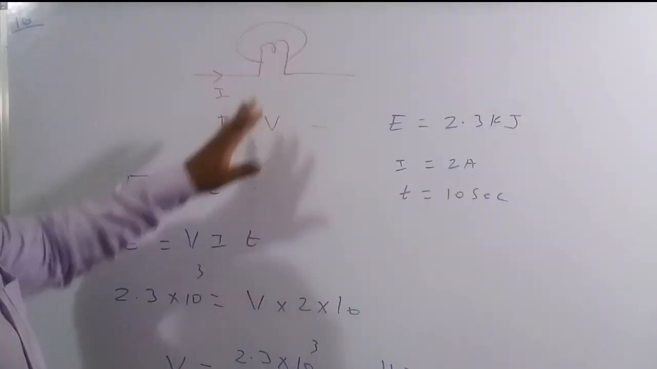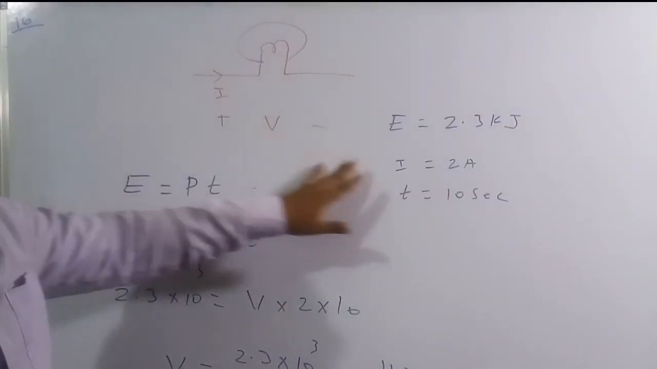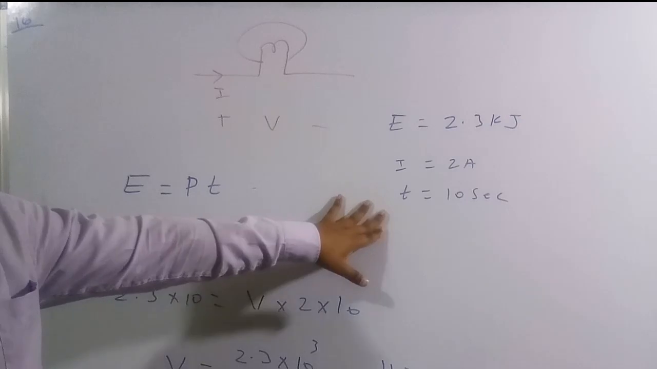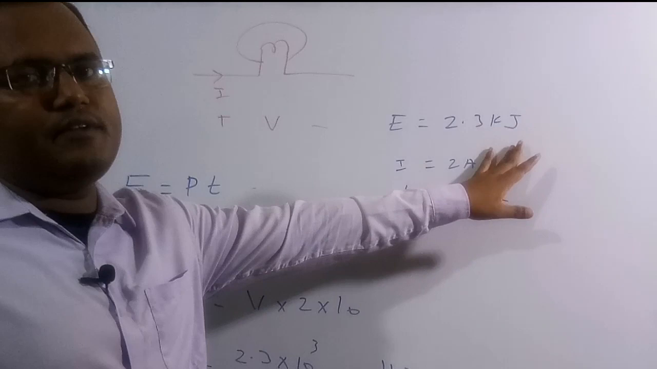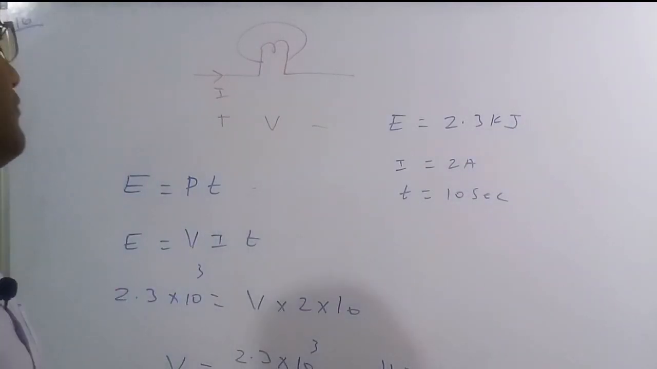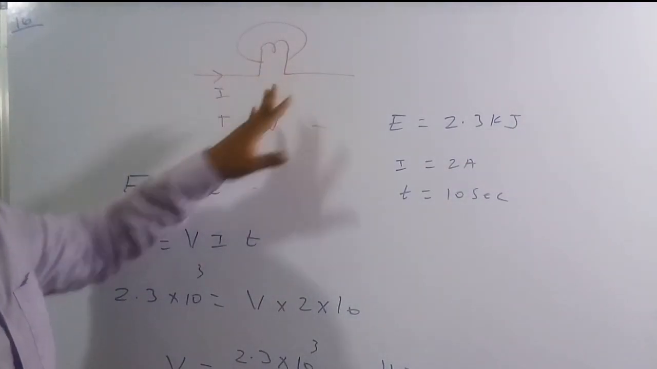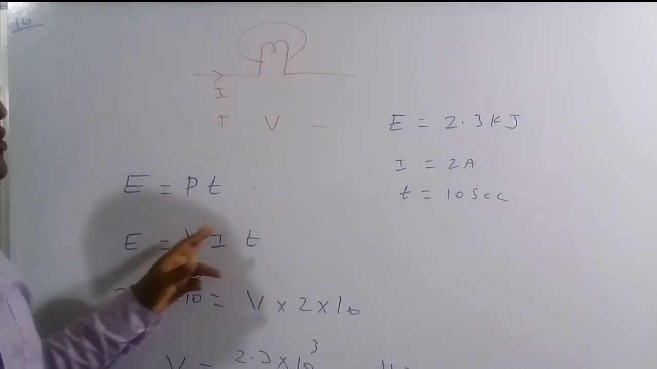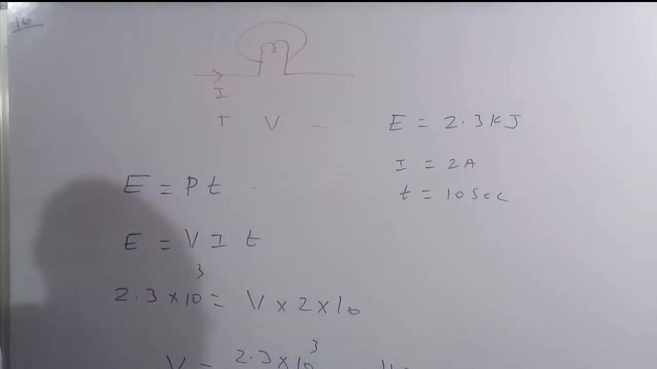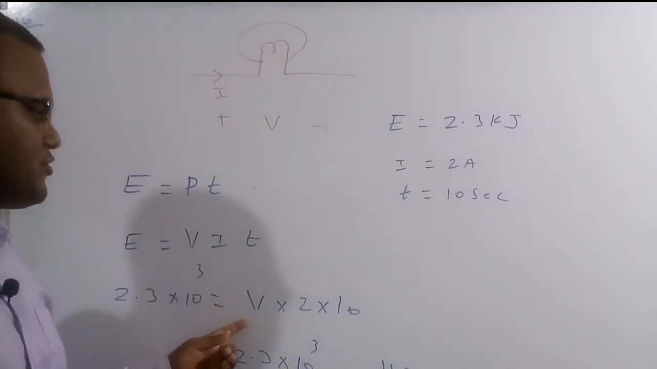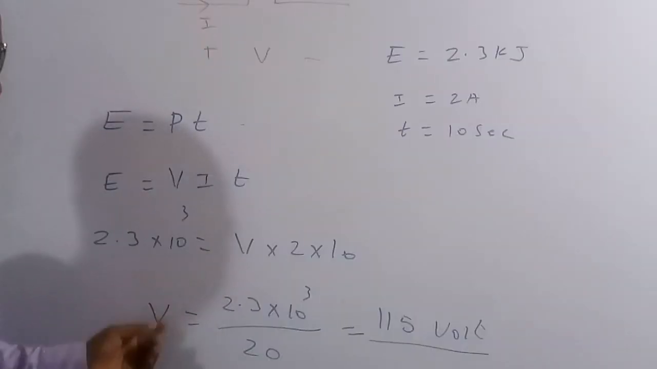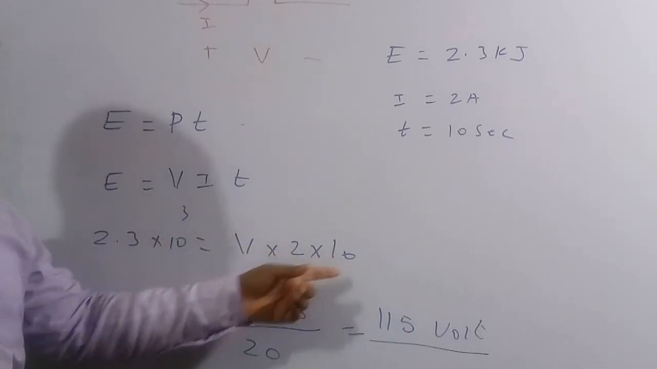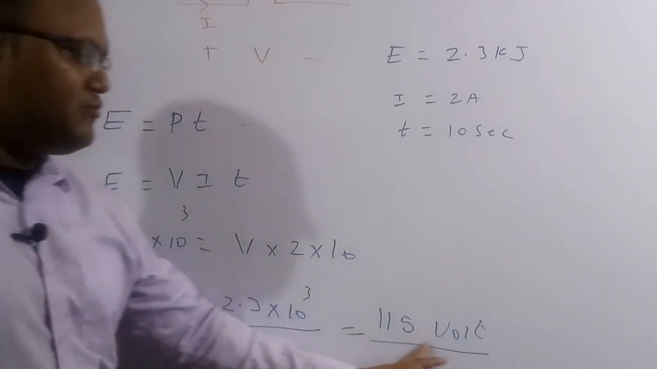So let's solve this numerical. There is a light bulb. The current in the bulb is 2 ampere for 10 seconds, and in this period of 10 seconds the energy delivered by this bulb is 2.3 kilojoules in terms of light and heat. Then we need to find the voltage drop across this bulb. Basically energy is equal to power into time, and power is equal to voltage into current. So here energy, which is 2.3 into 10 to the power of 3 joules, is equal to the voltage times the current, 2 ampere, times the time, 10 seconds. If you solve this, V is equal to 2.3 into 10 to the power of 3 by 2 into 10, which is 20. So we are going to get 115 volt.